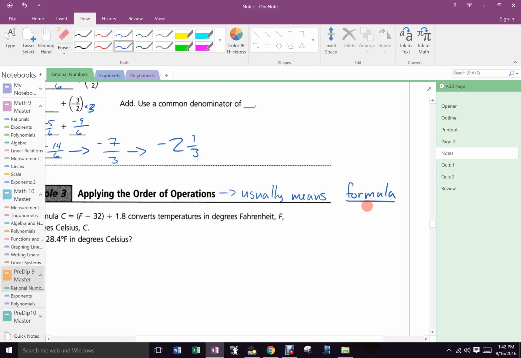Okay? Now, a formula is simply a set of math instructions. You guys know lots of formulas. There's tons of them. Okay? The area of a rectangle, length times width. The area of a circle, pi r squared.